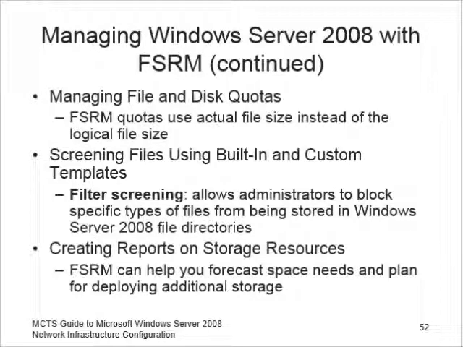And finally, but not less important, we have creating reports on storage resources. One of the responsibilities of managing a Windows network is forecasting drive space usage. Without data to support how much space users and applications use, it is very difficult to determine when you might run out of storage. Using the reporting feature in the File Server Resource Manager can help you to forecast space needs and plan for deploying additional storage. The FSRM reporting can also identify the types of data being stored by the users.